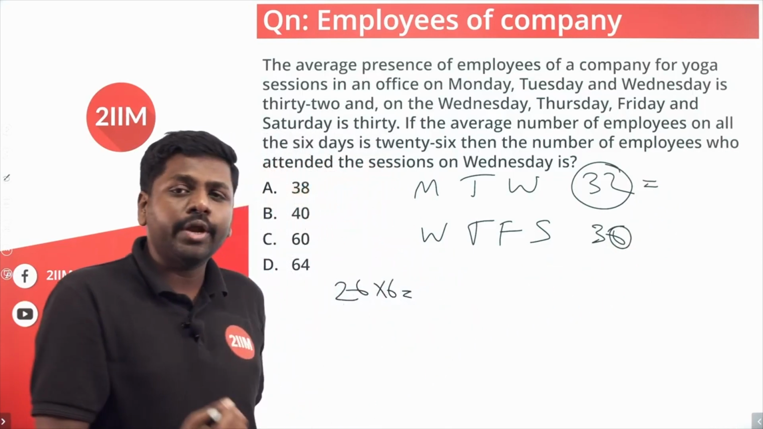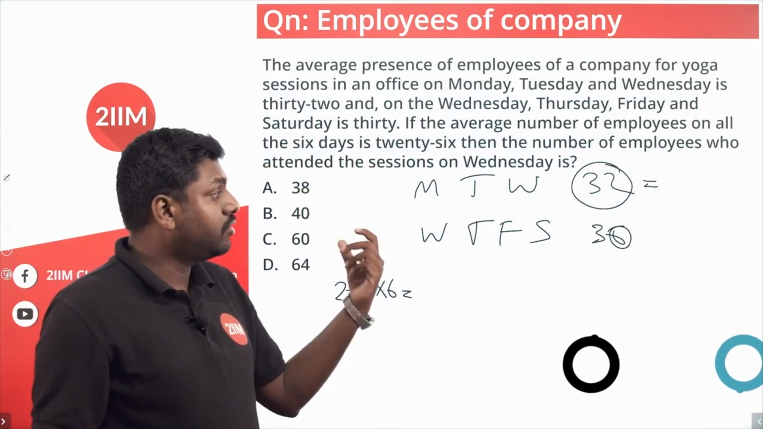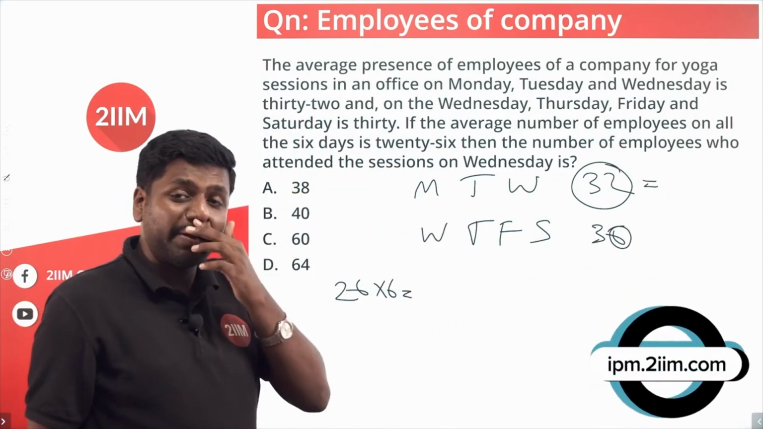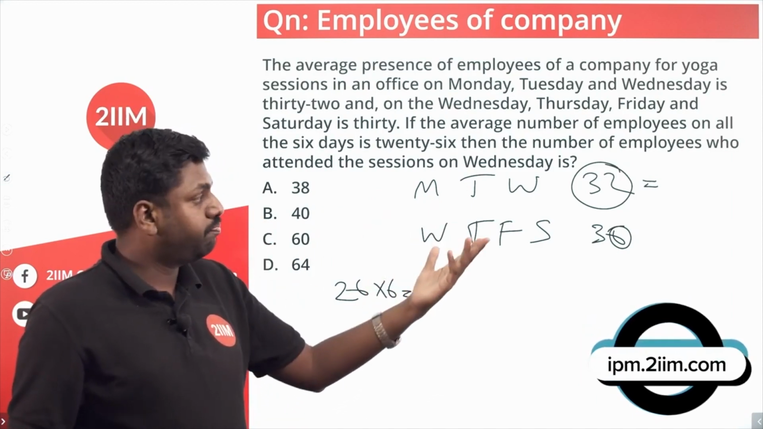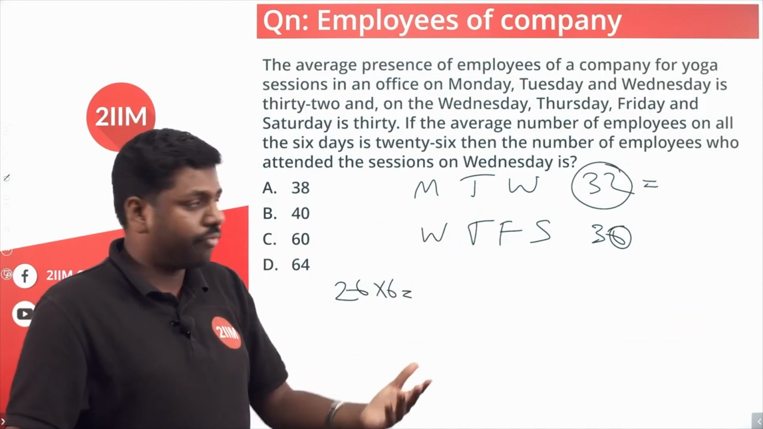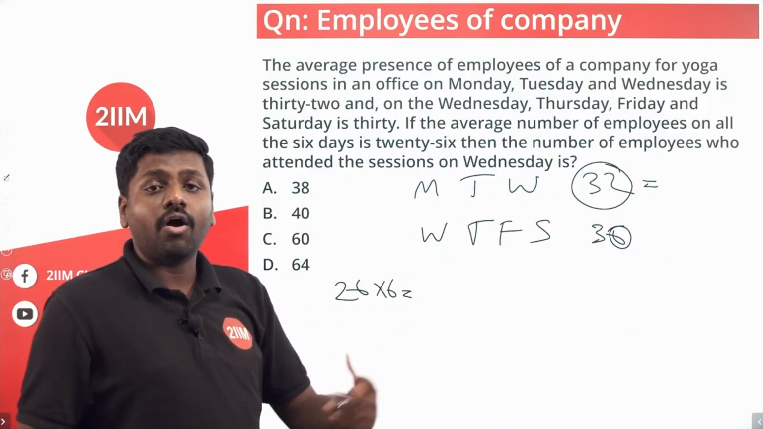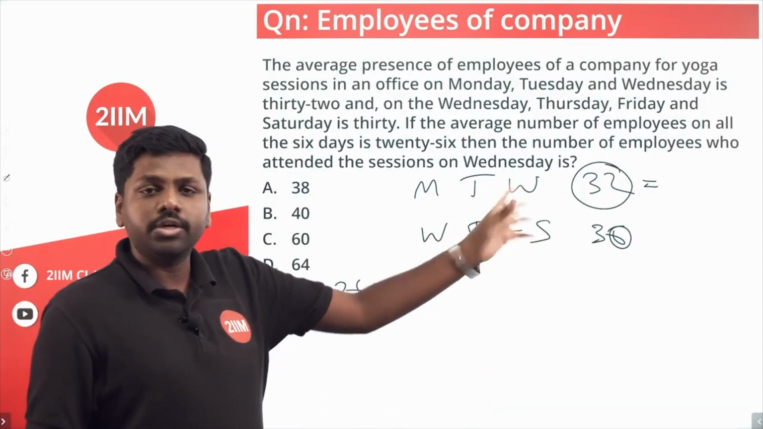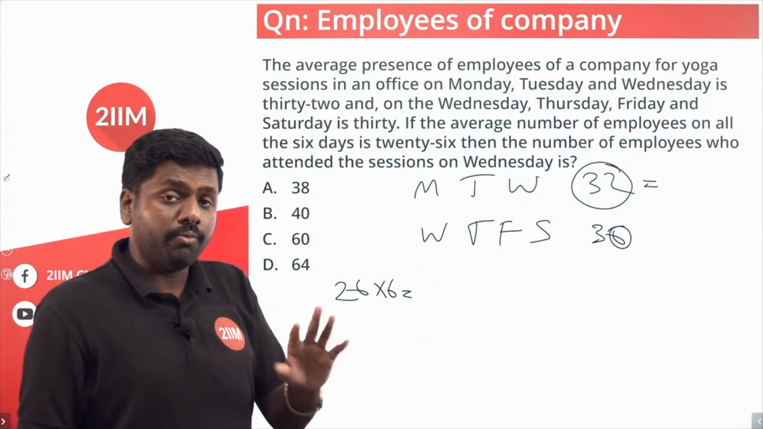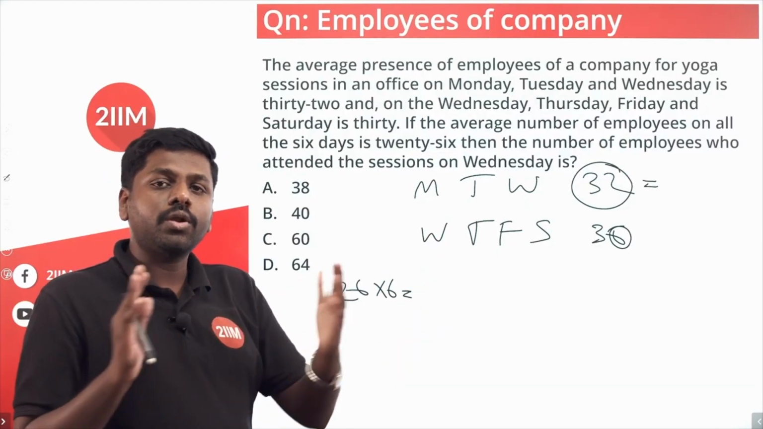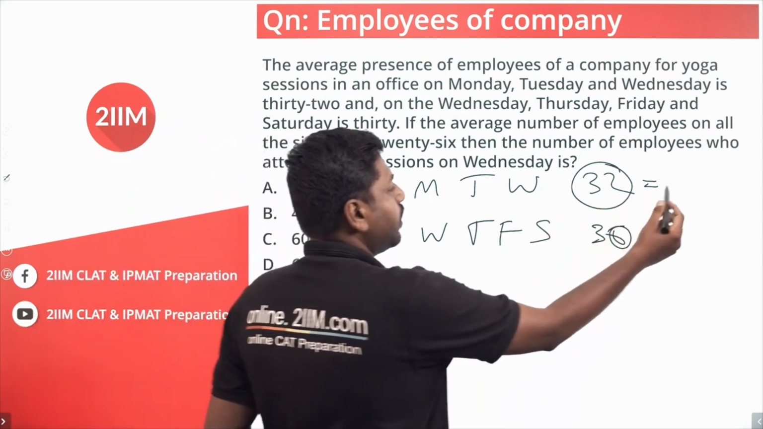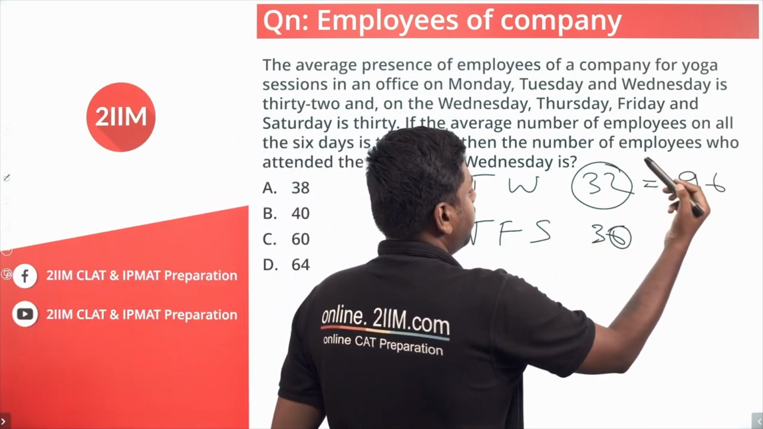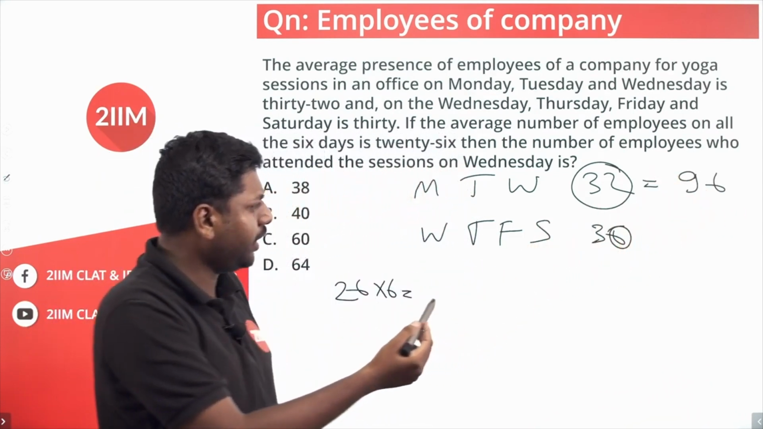It's going to be 32 into 3. Monday could have had 0 people, and Tuesday and Wednesday could have had all the people, and still the average could be 32. Or it could be 32, 32, 32 each. In any which way, what we want to find out is the total number of people. So this is 32 into 3, which is 96 people.